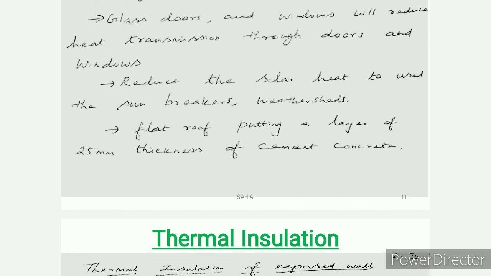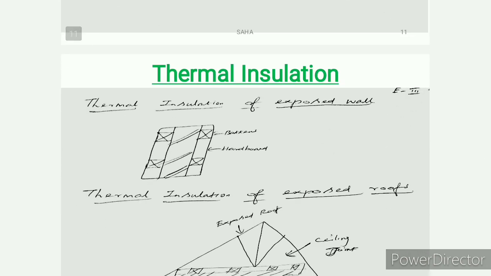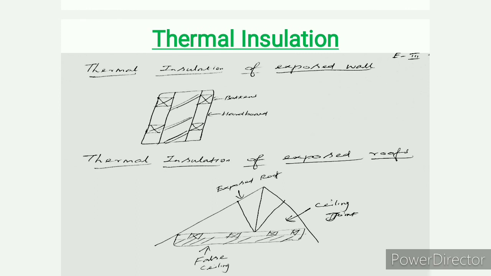Next, thermal insulation of an exposed wall. The diagram below shows the thermal insulation of the exposed wall, and another diagram shows the thermal insulation of the exposed roof. Based upon this only we have to construct the buildings. So this is the explanation for thermal insulation.